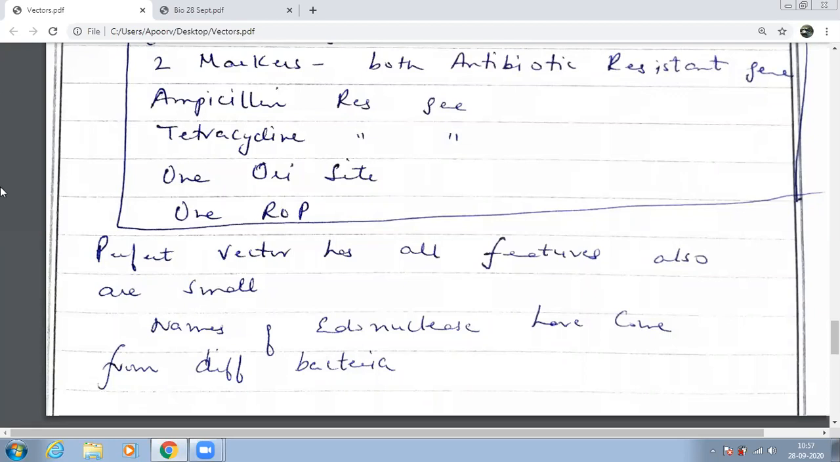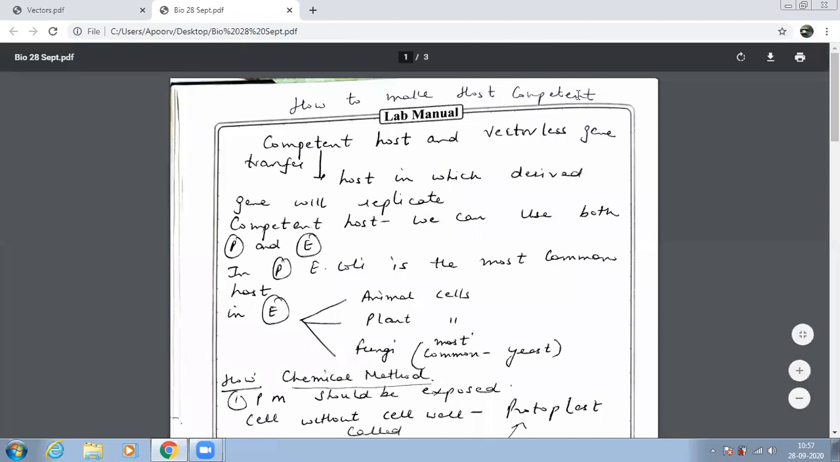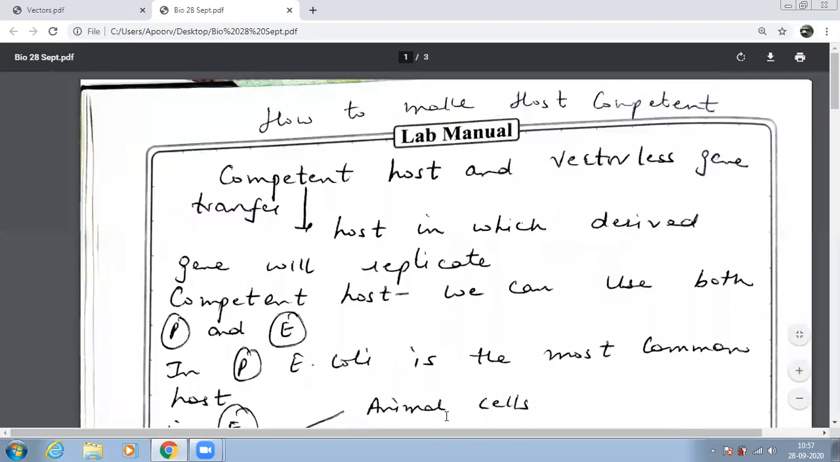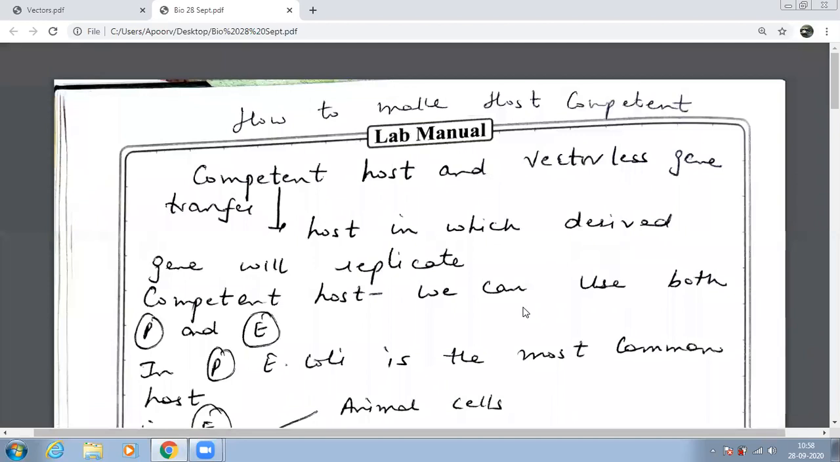Excellent you are. What are the 5 things which are needed for a vector to be called an efficient vector? Quickly tell me. Ability to replicate, it should have one ROP, one selective marker, one restriction site, and it should be small in size. Excellent. Now see what I'm trying to say.